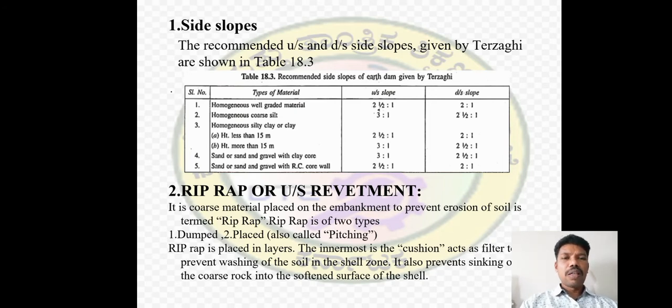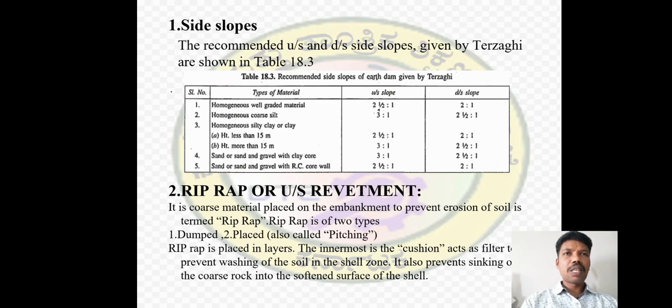Then we have an upstream protection called riprap or upstream revetment. This is provided at the upstream. Why? Because on the upstream we have a storage of water. To protect the slope from the water, we must have a slope protection, that is provided with the help of a riprap or revetment. And there are two types of riprap or revetment. One is dumped, another one is placed.